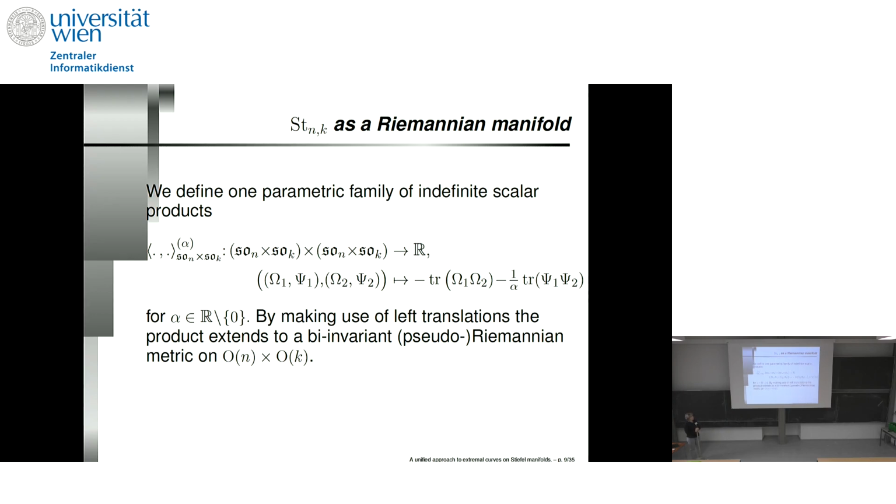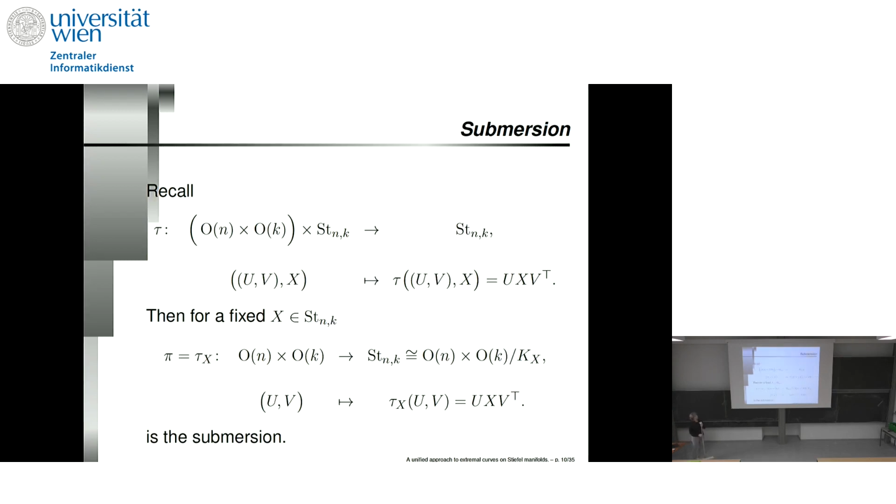So we define this alpha metric on the Lie algebra, and then using the left translation, we actually get a bi-invariant metric on the group, and this metric will be pseudo-Riemannian. It's pseudo-Riemannian in the sense that it is not positive definite. And so this is our action.